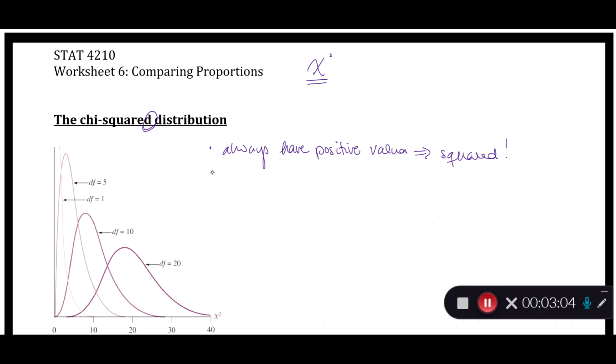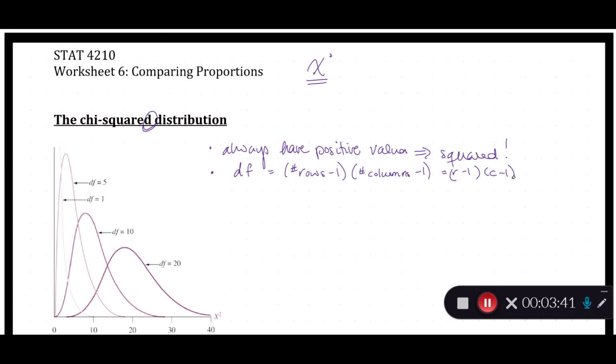Like the T distribution, it is based on a degrees of freedom parameter. So depending on the degrees of freedom, that's going to change the shape of the chi-squared distribution. In this case, the degrees of freedom for the chi-squared test of independence is going to be the number of rows minus 1 times the number of columns minus 1. Or we might abbreviate this as R minus 1 times C minus 1, where R is the number of rows and C is the number of columns.